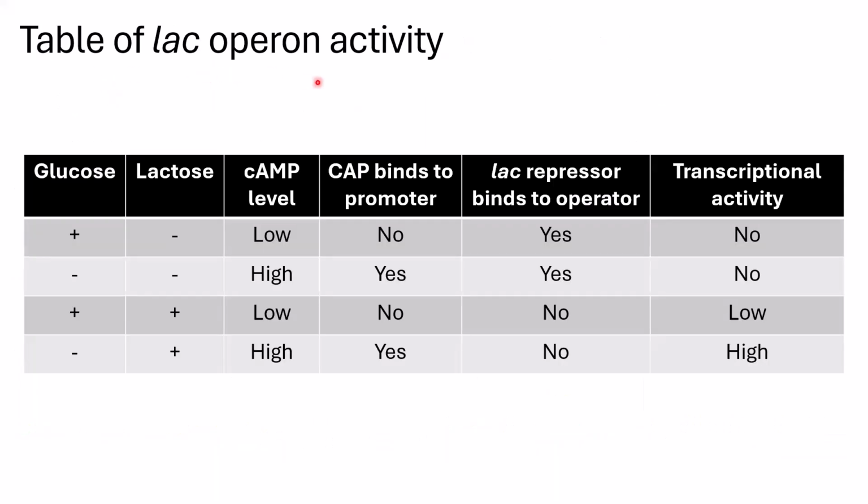This table summarizes the activity of the lac operon under different conditions. When there is plenty of glucose but no lactose, the lac repressor is bound to the operator and there is no transcriptional activity. When there is no glucose and still no lactose, cyclic AMP levels increase and CAP binds to the promoter, but the repressor remains bound, so there is no transcriptional activity. When there is glucose and lactose, the repressor is no longer on the operator, but there is no activation from CAP, so there is low transcriptional activity. When there is no glucose and high lactose, the repressor is gone and CAP fully activates transcription.